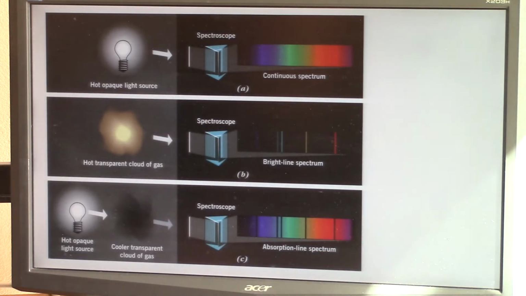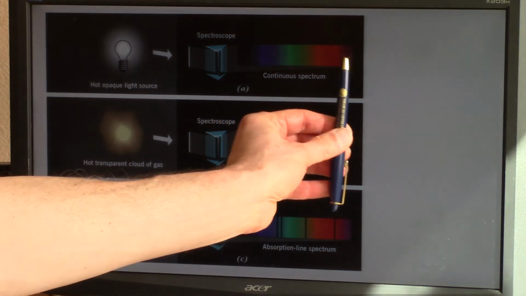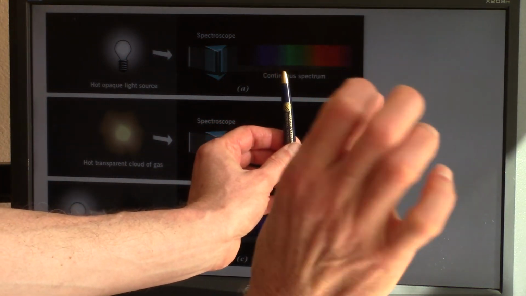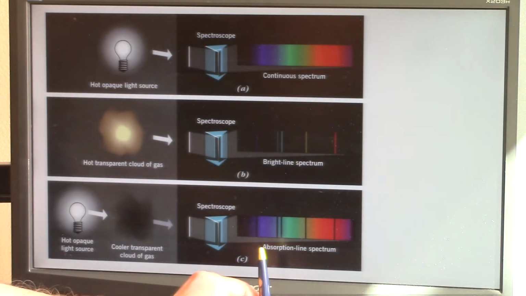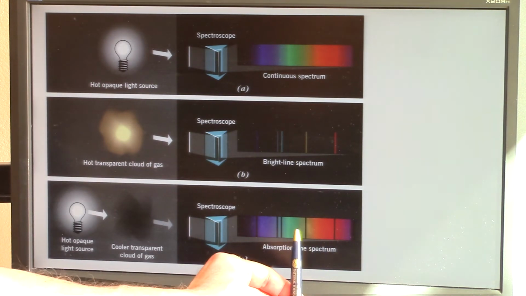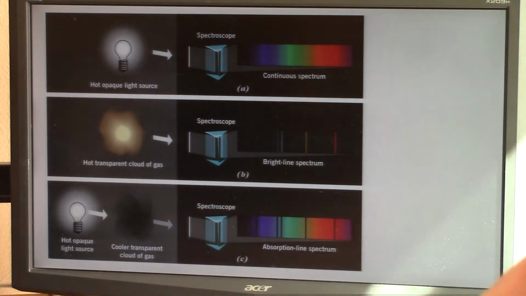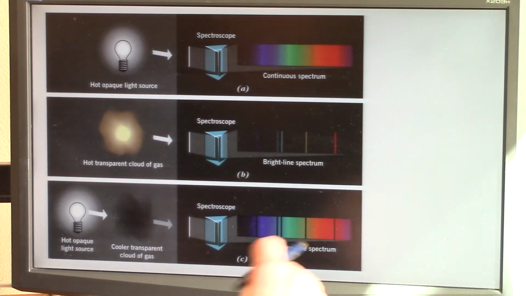This is the sun. Right, we're used to a continuous spectrum. That's what we get when we put light through a prism, right? And the one we're going to be concerned with is the absorption spectrum, where the gases absorb wavelengths that hit them, and then they re-emit them later. This is the one we're concerned with down here, an absorption spectrum.